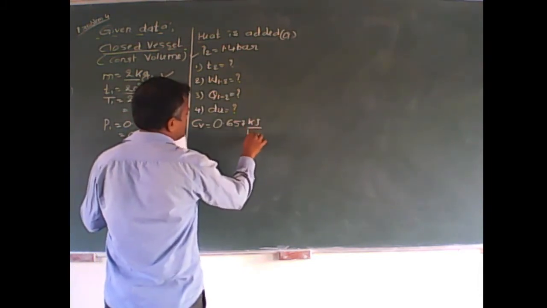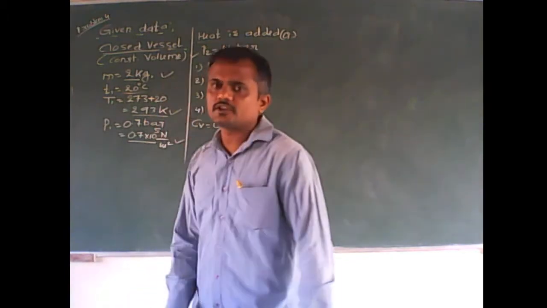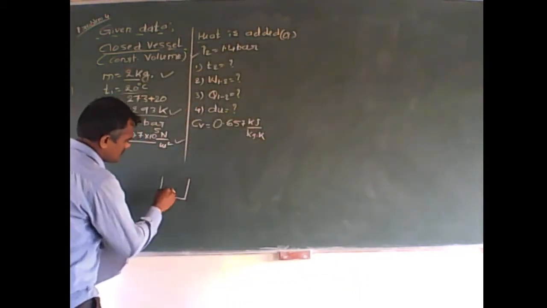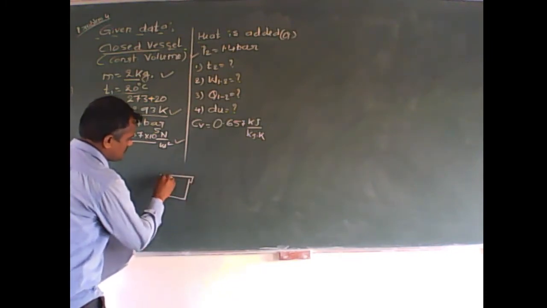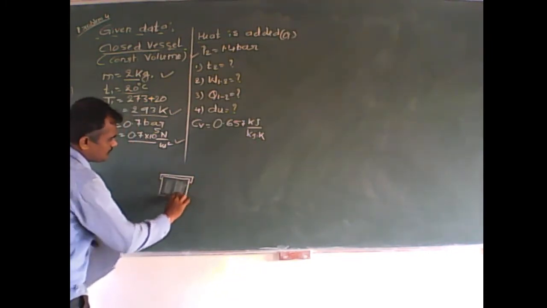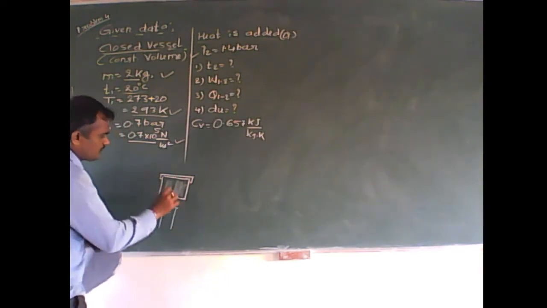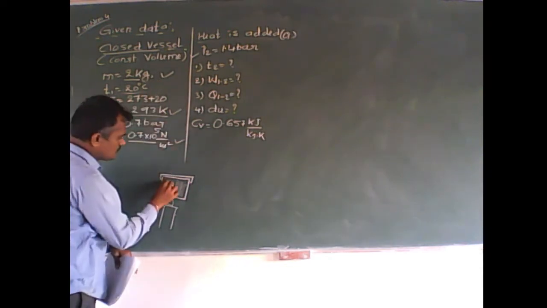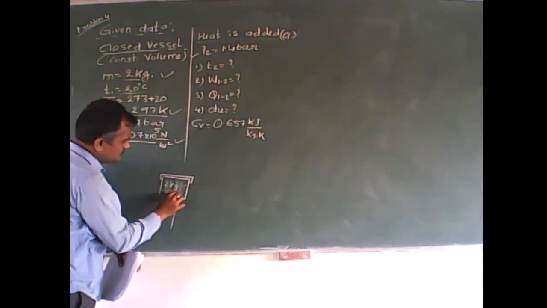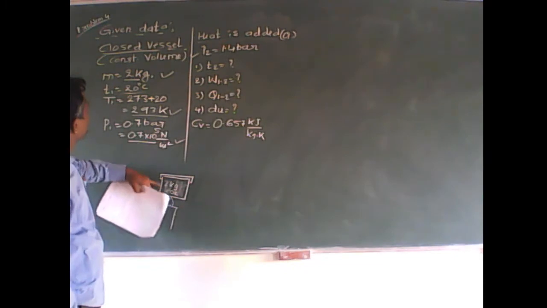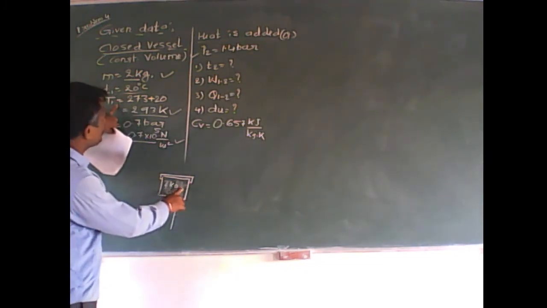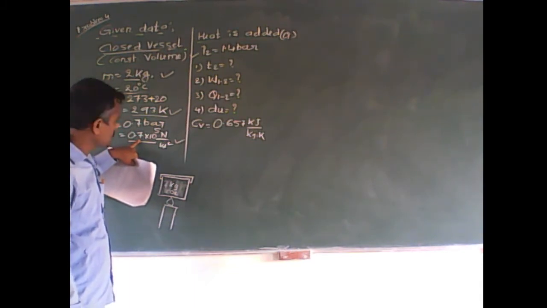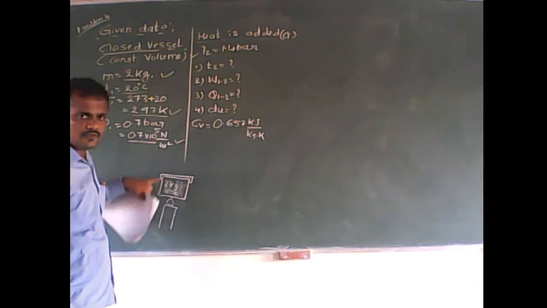kilojoules per kg Kelvin. So theoretically, let me explain you once again. Assume that this is a closed vessel which is covered from the top. Here CO2 gas is present. So before heating, it has a mass of 2 kg. 2 kg CO2 is present in a closed vessel having initial temperature 293 Kelvin, and the pressure inside that closed vessel is 0.7 into 10 raised to 5 Newton per meter square.